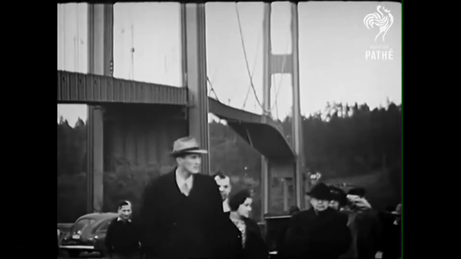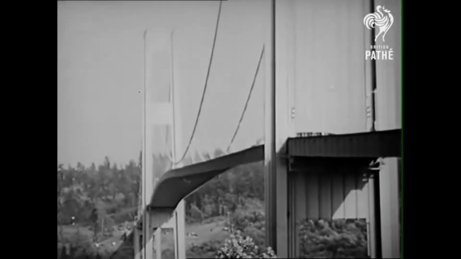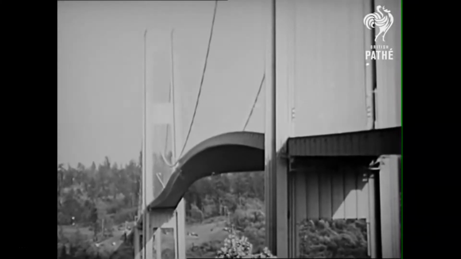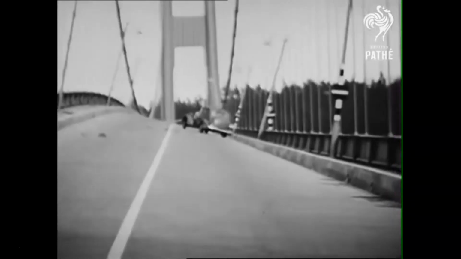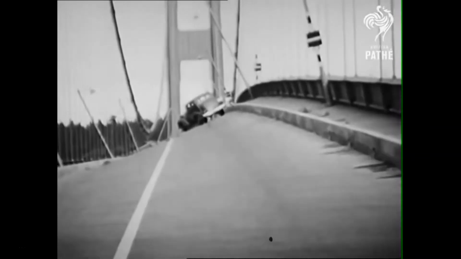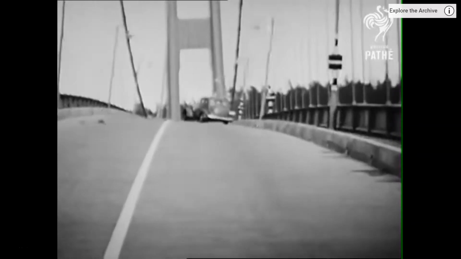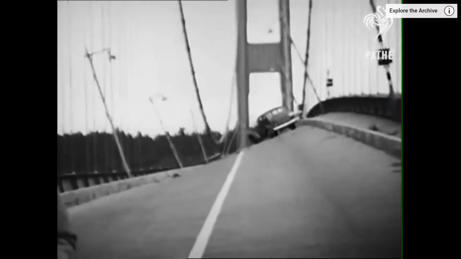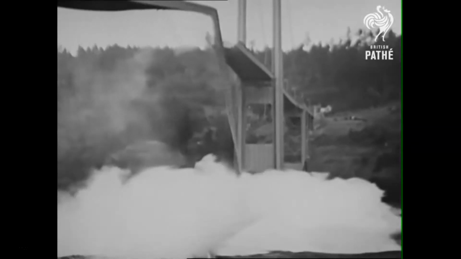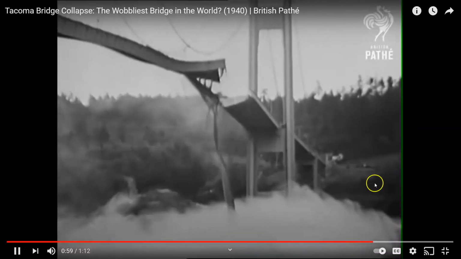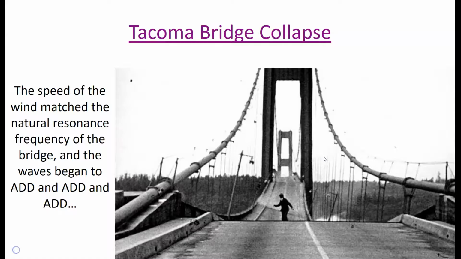A 35-mile-an-hour wind is blowing, but this apparently sets up a rhythmic swinging of the bridge, which increases with each swing. Finally, the swinging road and the suspension cables give way and plunge into the water below. Fortunately, the only casualties were a car stalled on the bridge and a dog.